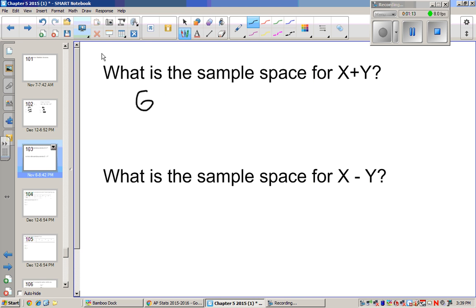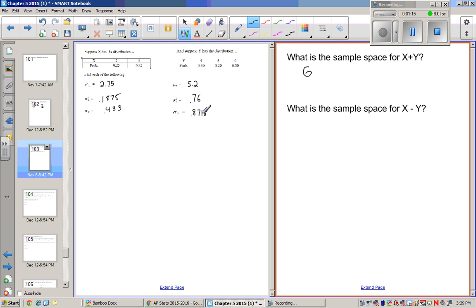I could also do this. And we can look at 2 pages at once. Wonderful. I could take 2 plus 5 and get 7. 2 plus 6 and get 8. Now, if I want to do 3s, I could do 3 plus 4, and that's 7. 3 plus 5, 8. 3 plus 6, and I get 9. My sample space for x plus y will be 6, 7, 8, and 9.